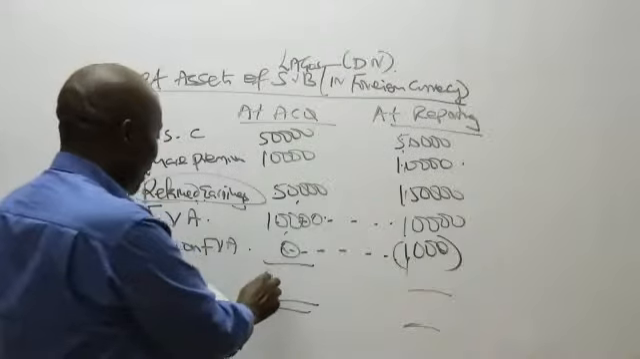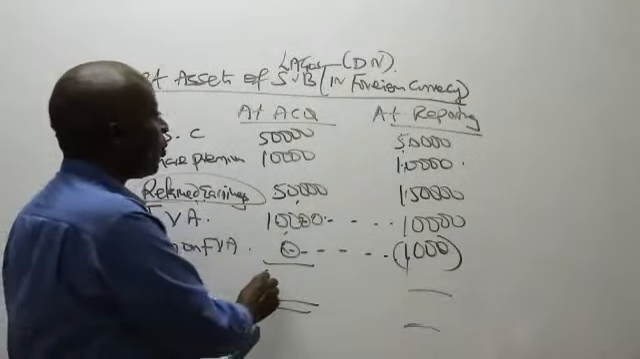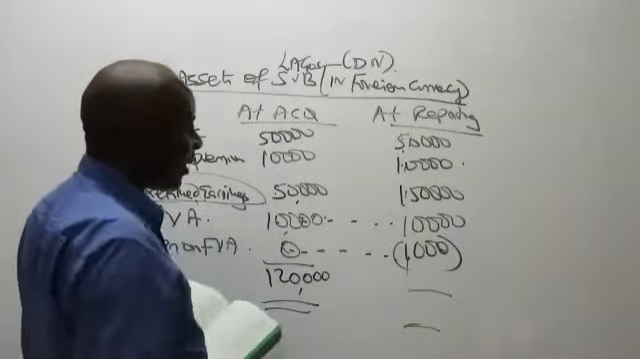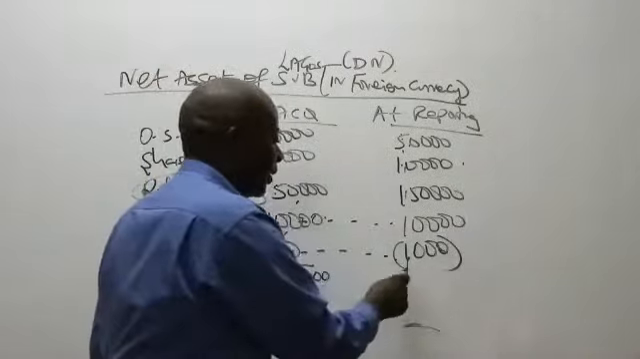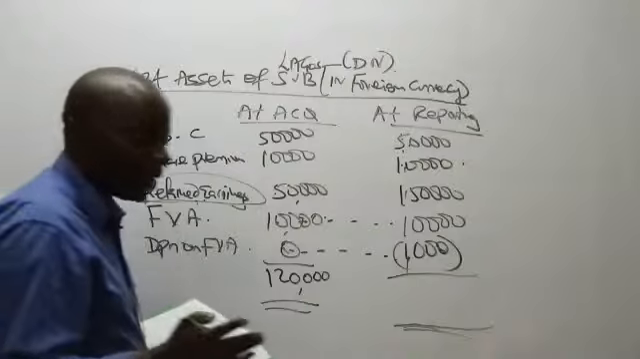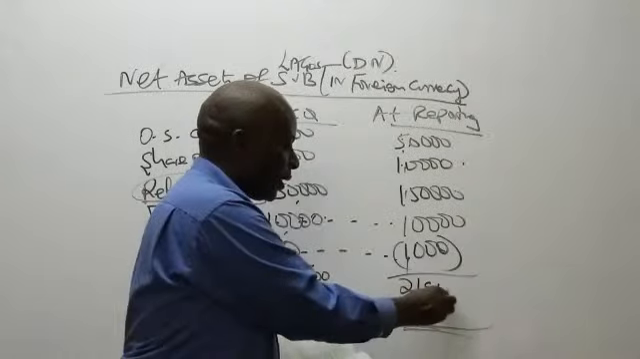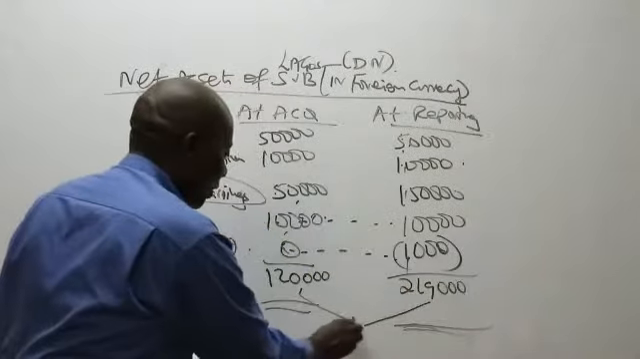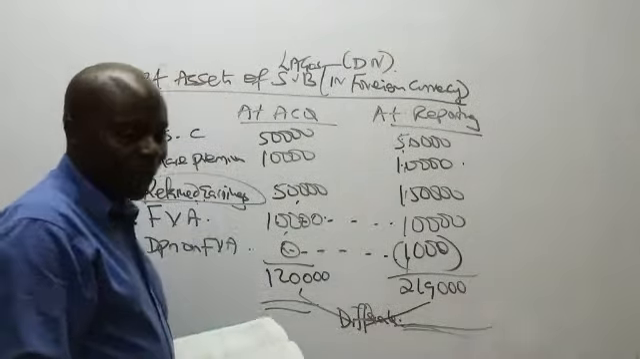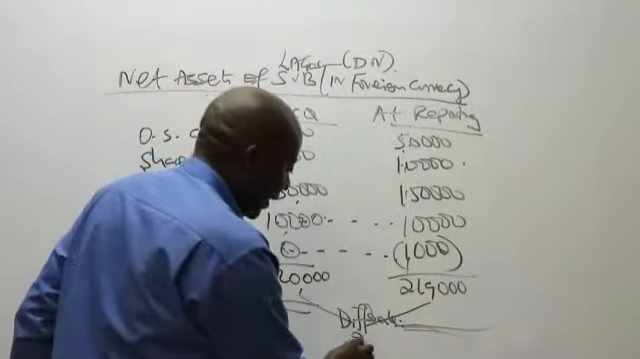What are you getting here? Net assets at acquisition, 120,000. And this method of mine has helped many students over many years. Then this one comes to 219,000. Could you kindly give me the difference between the two? 99,000. So I'm being given a figure of 99,000 here.